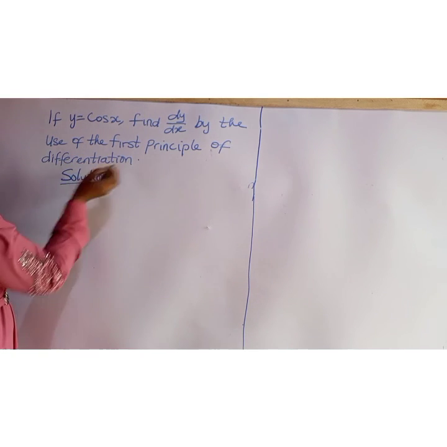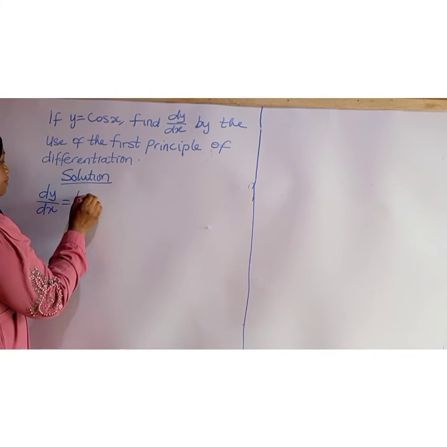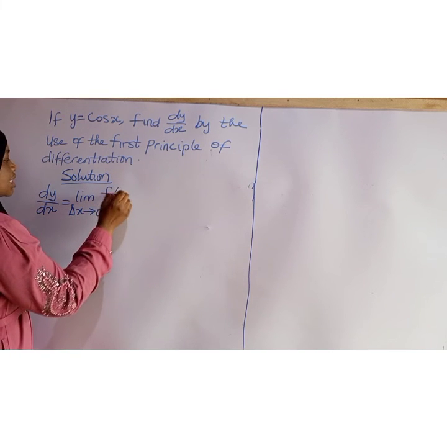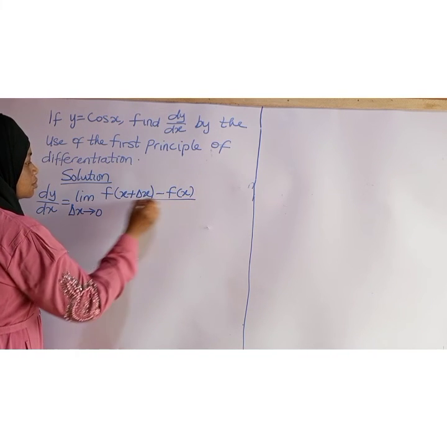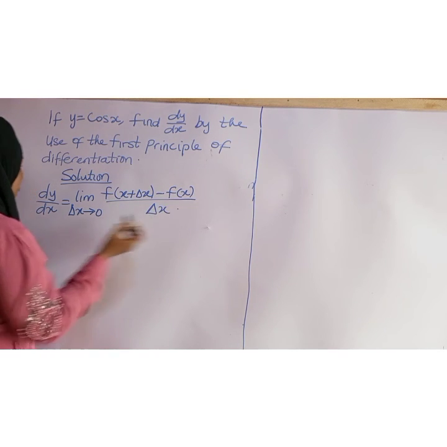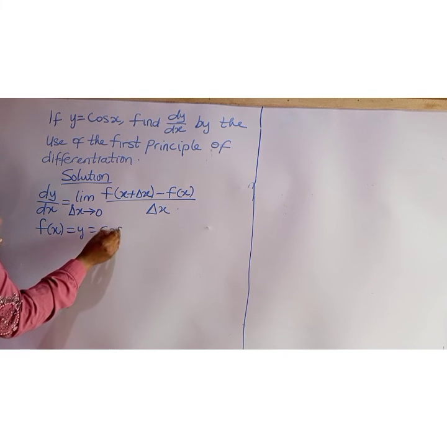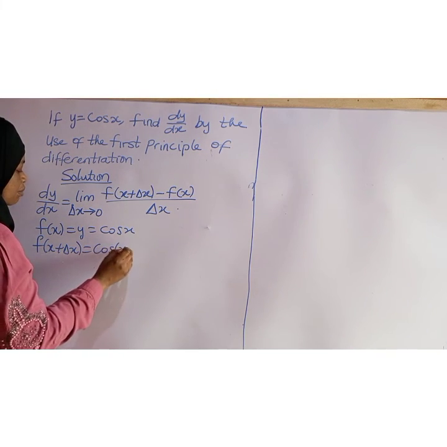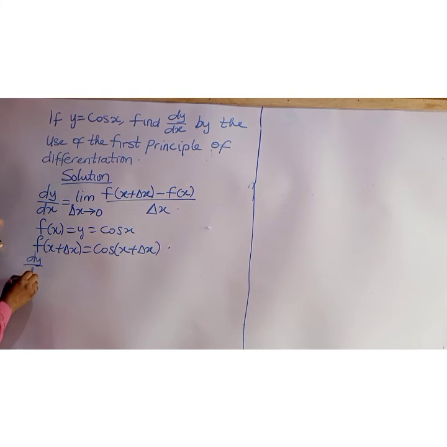The first principle of differentiation can be defined as dy/dx is equal to the limit as change in x tends to 0 of f of x plus change in x minus f of x, divided by change in x. So our f of x is the same thing as y, which is equal to cos x. So f of x plus change in x will now be equal to cos of x plus change in x. So we need to substitute everything inside this formula.